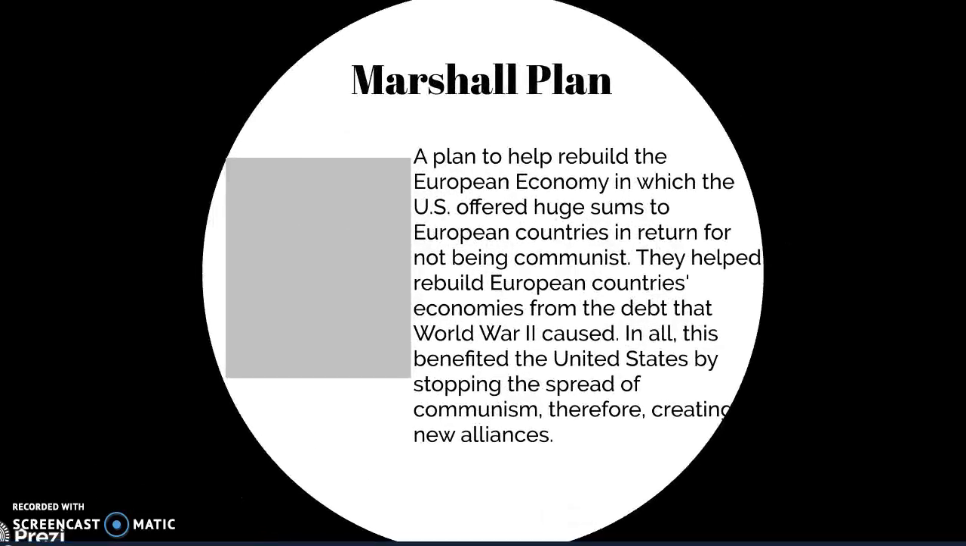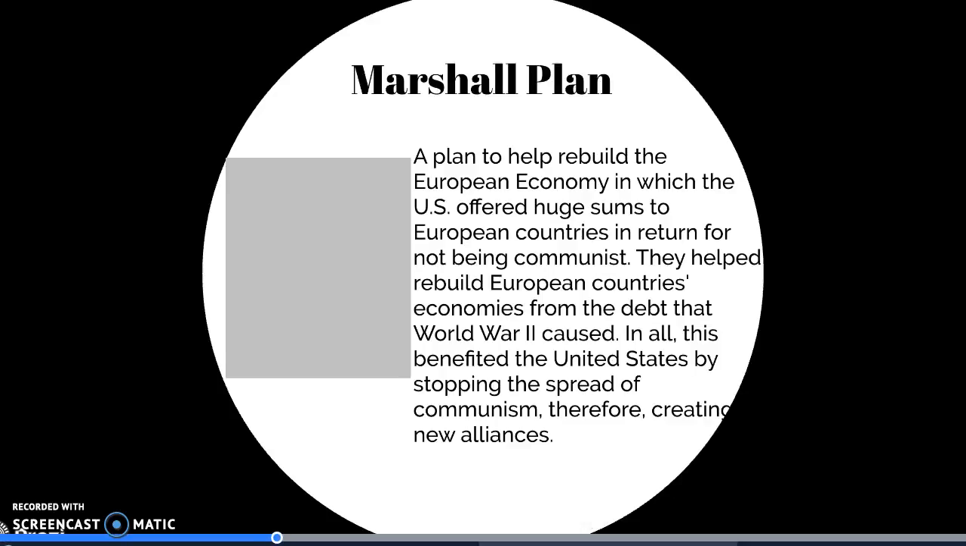The Marshall Plan was a plan to help build a European economy in which the US offered huge sums to European countries in return for not being communist. This helped stop the spread of communism and also created new alliances.